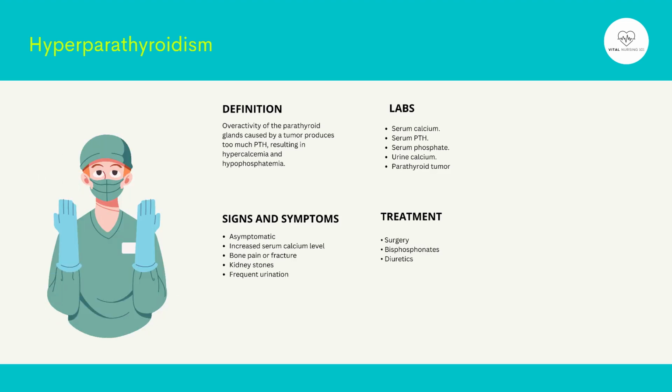Okay, let's move on and learn about treatments for hyperparathyroidism: surgical removal of the parathyroid tumor. Knowing that, here are the medications used for a patient with hyperparathyroidism. Bisphosphonates to lower serum calcium by increasing calcium absorption in the bone. Diuretics such as furosemide to excrete excess calcium in the urine.